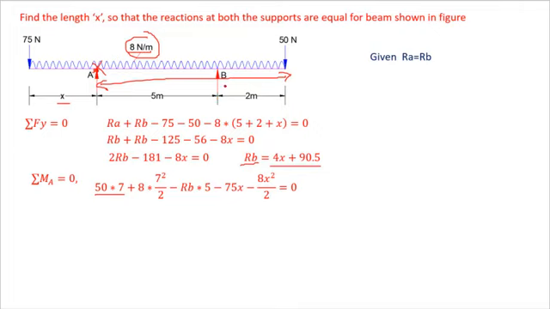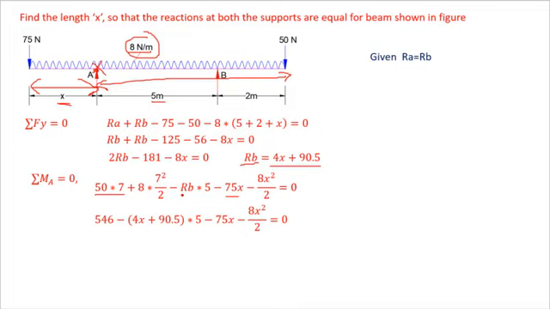Then this RB is anti-clockwise. So minus RB into distance 5, minus this load is acting anti-clockwise, 75 into x. Then about this 8 kilonewton load, 8 into x square by 2, minus, anti-clockwise.